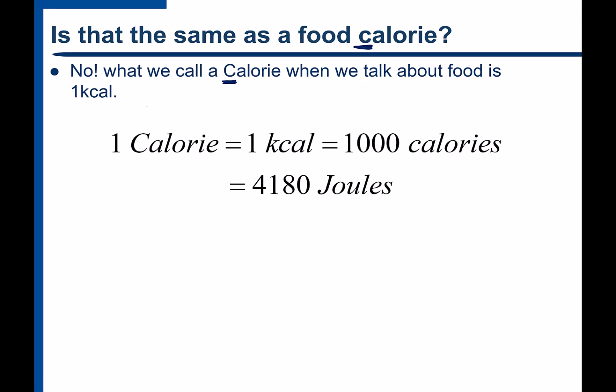And a food calorie, again with a capital C, is actually a kilocalorie. In other words, 1,000 of the calories that we were just talking about. So since we know that 1 calorie is equal to 4.18 joules, then a kilocalorie, or a food calorie, is 1,000 calories, or 4,180 joules. So a food calorie is 1,000 times bigger than a regular calorie.